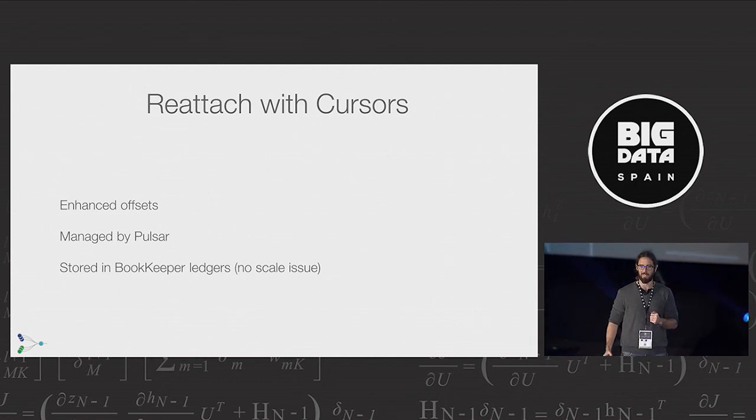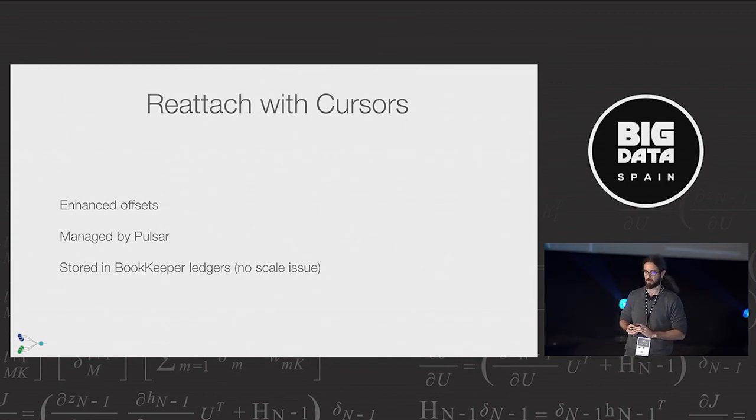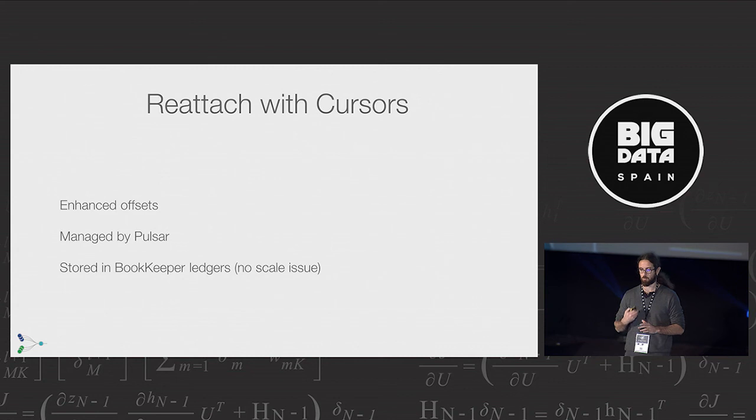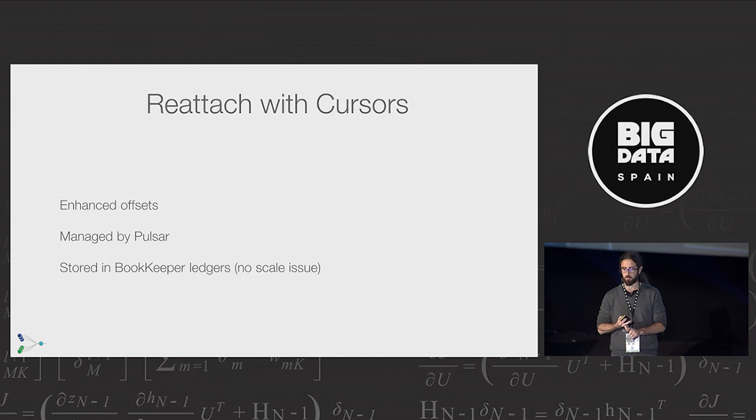With Pulsar, we have selective acknowledgement. So you can acknowledge message 1 and message 3, and not acknowledge message 2. So then when you reattach, you'll get message 2 again. And this can be useful in some use cases. And cursors are managed by Pulsar itself. Some messaging systems require that you manage the offsets yourself. The client either has to store them, or you need to spin up another system to store them. Pulsar doesn't do any of this.